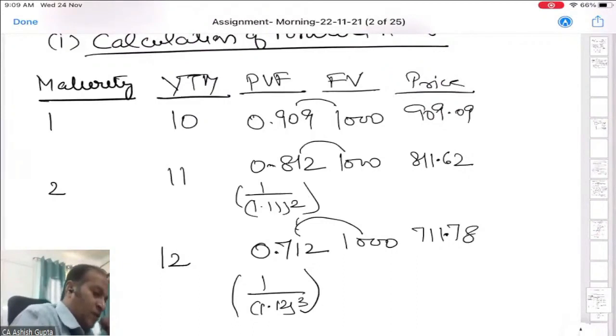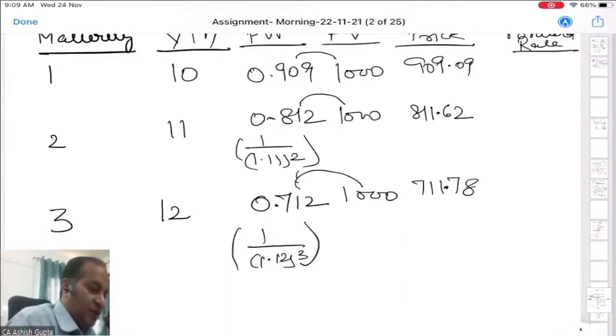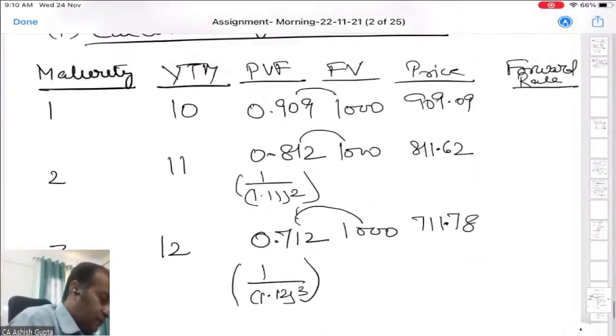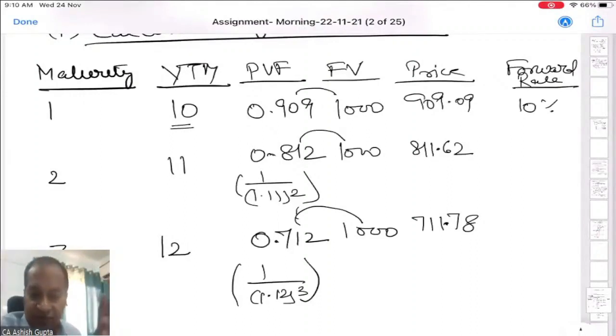Okay, student, now we shall compute the forward rates. Now for the forward rate, I will show you how we compute it. Please see the calculation. For the first 1 year, it will be 10%. It is not an issue because by definition, it will be the same. So for the first year, there is no issue.